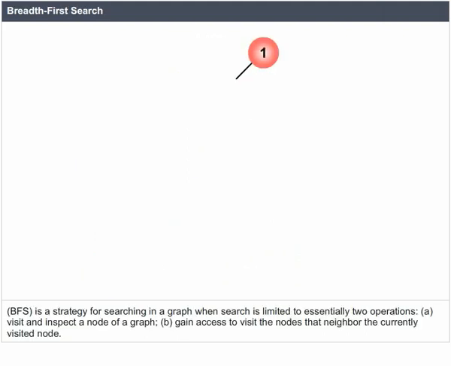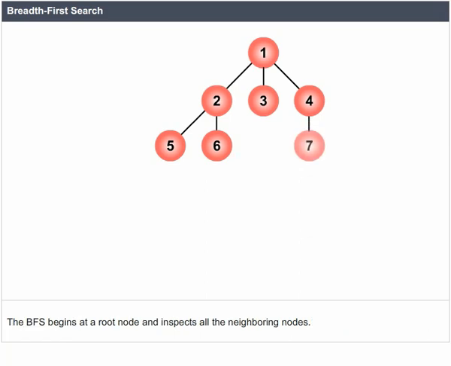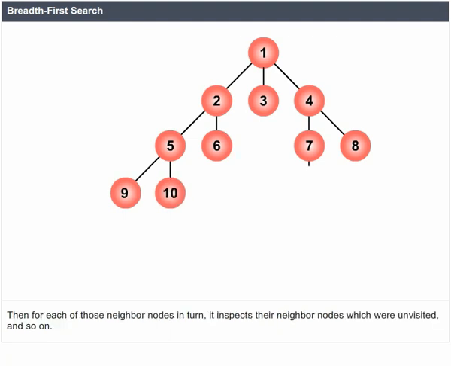Breadth-first search. Breadth-first search (BFS) is a strategy for searching in a graph when search is limited to essentially two operations. A. Visit and inspect a node of a graph. B. Gain access to visit the nodes that neighbor the currently visited node. The BFS begins at a root node and inspects all the neighboring nodes. Then for each of those neighboring nodes in turn, it inspects the neighbor nodes which were unvisited, and so on.